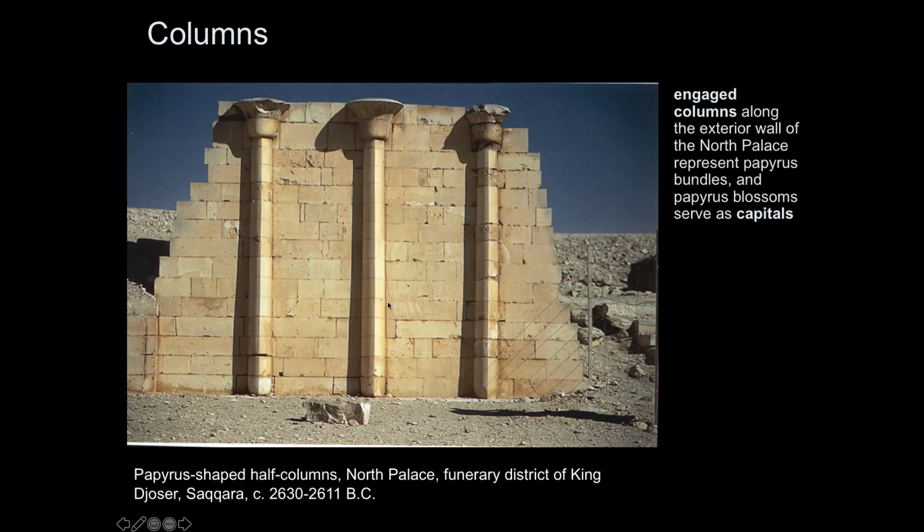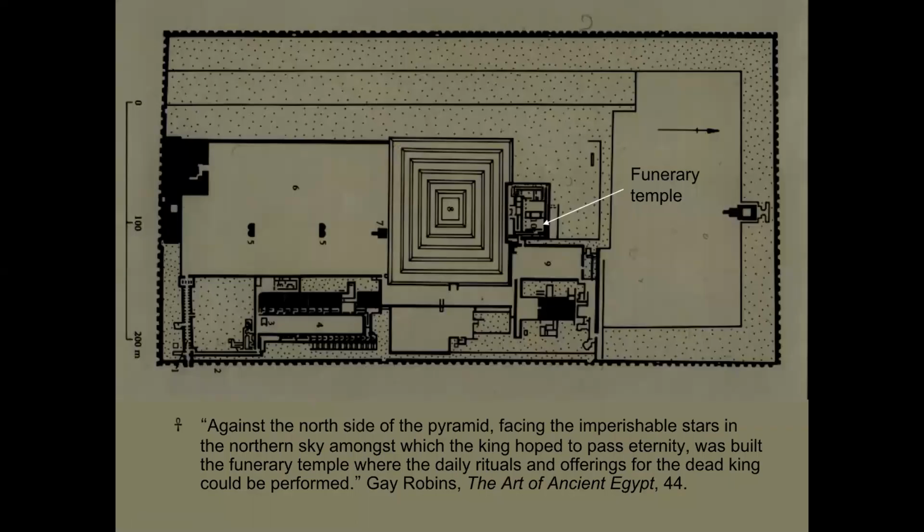And the types of decorations that you see on each palace also represent this idea of Upper and Lower Egypt. So engaged columns along the exterior wall of the North Palace represent papyrus bundles, and papyrus blossoms serve as capitals. Papyrus grows in the Nile Delta region, which is far in the north. So they have that representing that idea in the North Palace. Against the north side of the pyramid, facing the imperishable stars in the northern sky, amongst which the king hoped to pass eternity, was built the Funerary Temple where the daily rituals and offerings for the dead king could be performed.